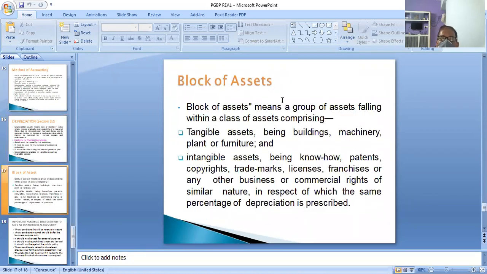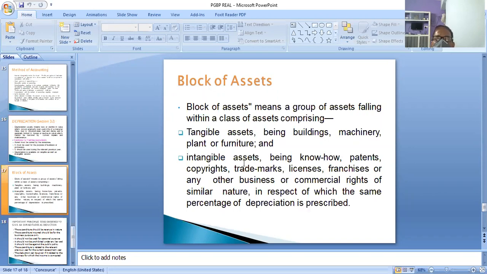Now we have a block of assets. Different blocks are there and different depreciation rates are mentioned. You will come to know that. The block of assets means a group of assets falling within a class of assets comprising tangible assets being building, machinery, plant or furniture, and intangible assets being know-how, patents, copyright, trademark, license, franchises, or any other business or commercial rights of similar nature, in respect of which the same percentage of depreciation is prescribed.